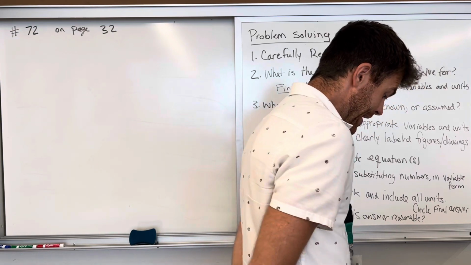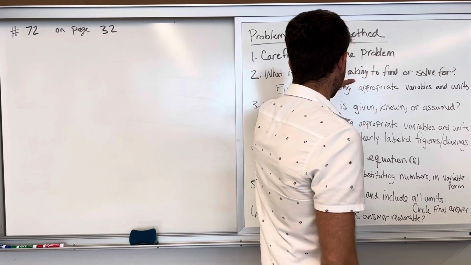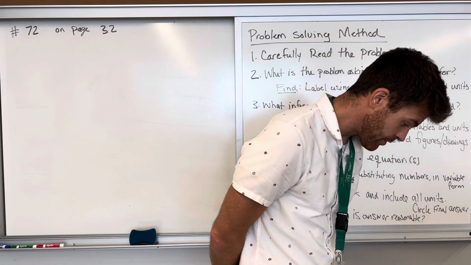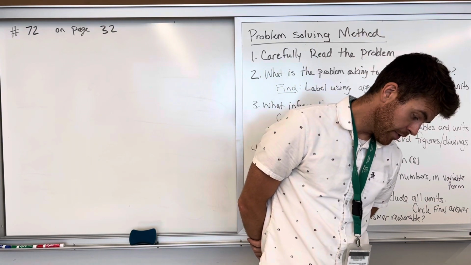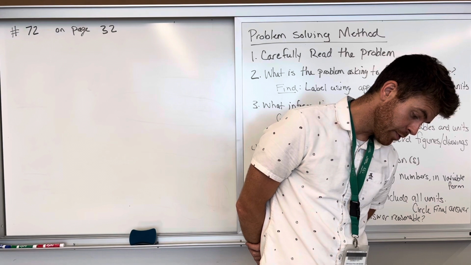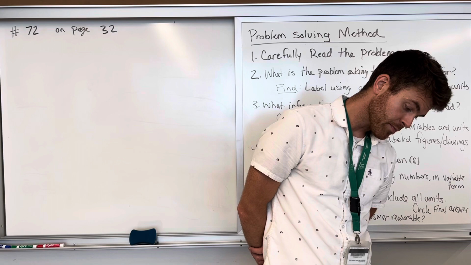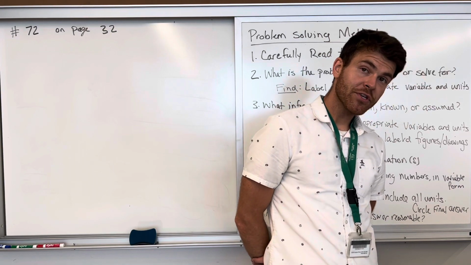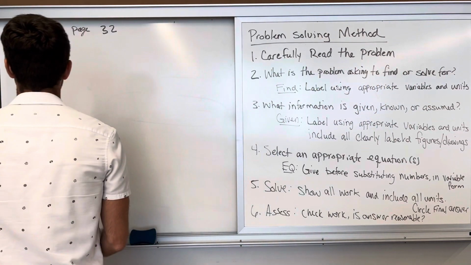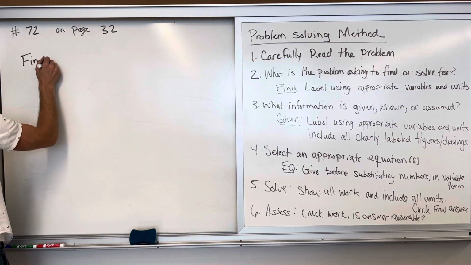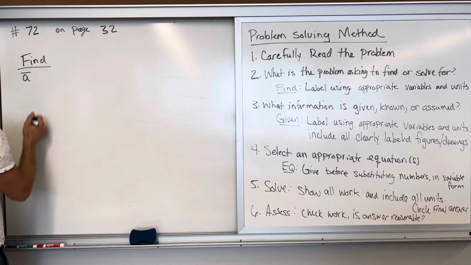So, first step, we carefully read the problem. Second step is identify what the problem is asking us to find or solve for. So it says, if a Cessna 172 requires 20 seconds to reach its liftoff speed of 120 kilometers per hour, what is its average acceleration? So it's asking for us to find its average acceleration.